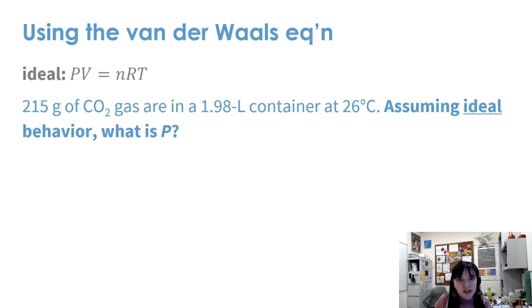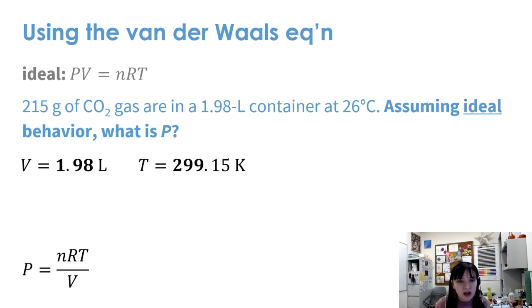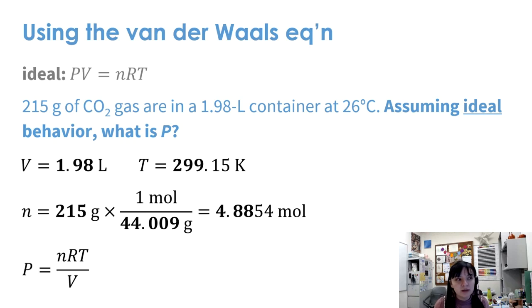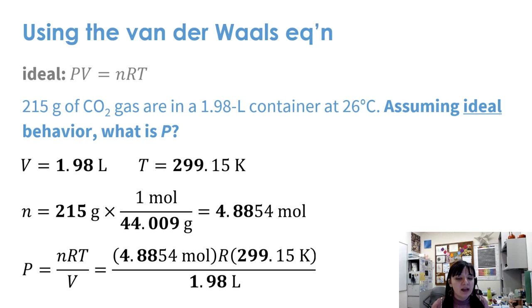As usually is the case, we're going to need to use our PV equals nRT equation. Solving for pressure, that's equal to nRT over V. We're told the volume as 1.98 liters, the temperature as 26 degrees Celsius, which would instead be 299.15 Kelvin, and the number of moles, because we're starting with 215 grams, we can convert into moles using CO2's molar mass. We find that that's equal to 4.88 moles of CO2. And so we can plug that into our PV equals nRT equation. Solving for pressure, we should get 60.6 atmospheres.